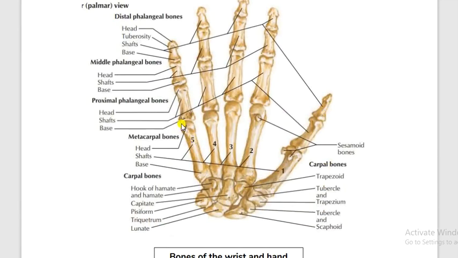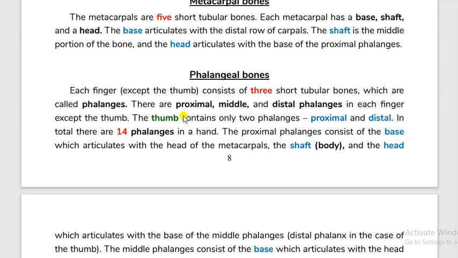So this is the head, this is the base, which articulates with the distal row of carpals, the distal row of carpal bones here. This is what the base articulates with. There is the shaft, which is the middle portion, the body, and the head. The head articulates with the bases of the proximal phalangeal bones, or proximal phalanges. This is the base of the proximal phalanges. So the head of the metacarpal bones articulates with the bases of the proximal phalanges.